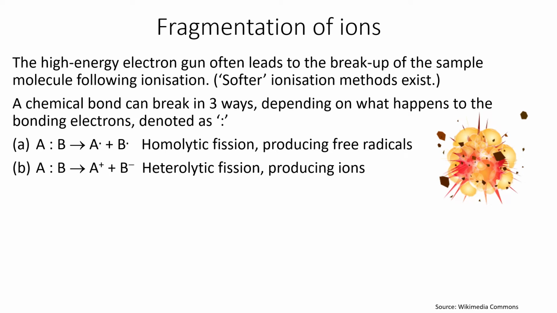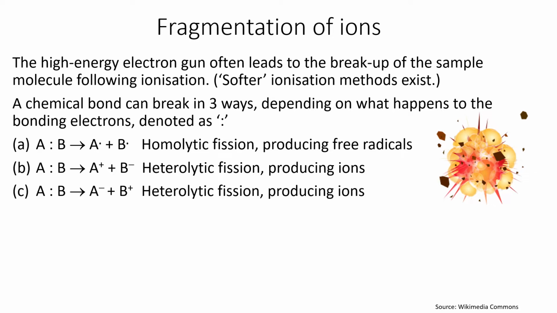Or both electrons that are shared in the bond could end up on just one of the atoms. The atom that gains both of the electrons will pick up a negative charge, where it's stolen the other atom's electron, and the other atom ends up with a positive charge, where it's lost its electron. Of course, both of the electrons could go in the other direction, so the A there could end up positive or negative. But either way, ions are being produced with heterolytic fission.